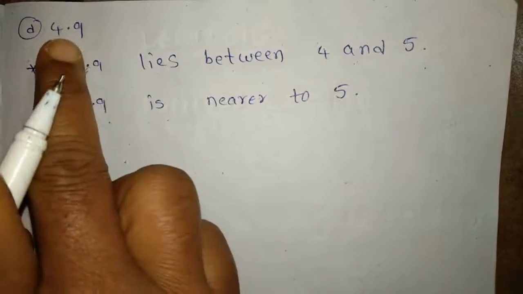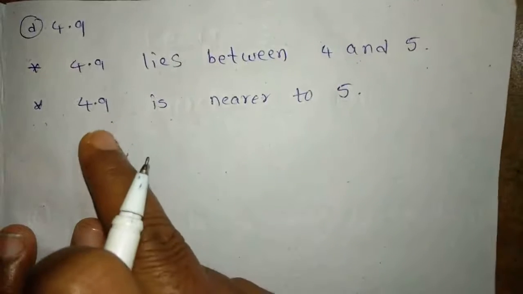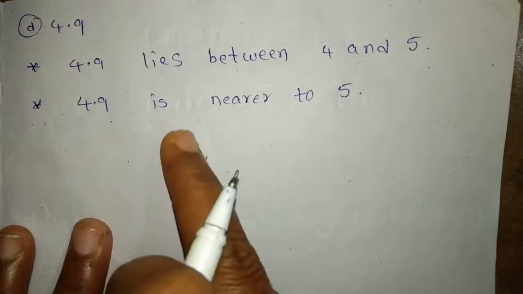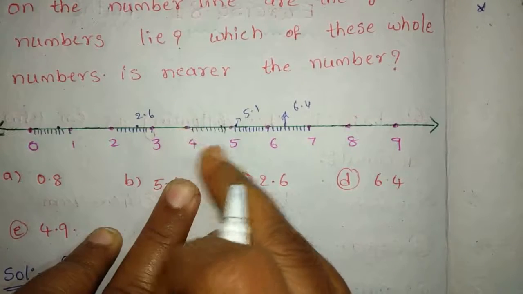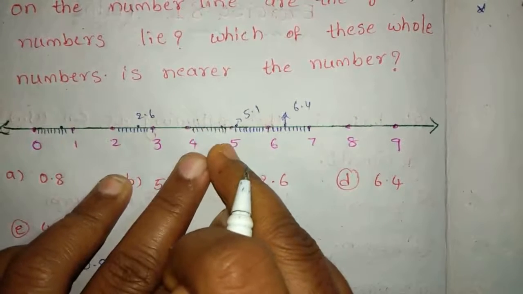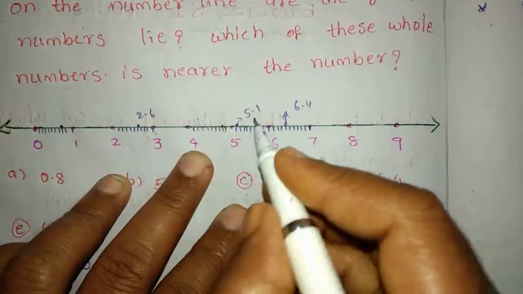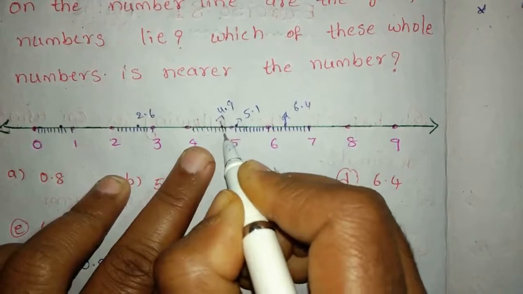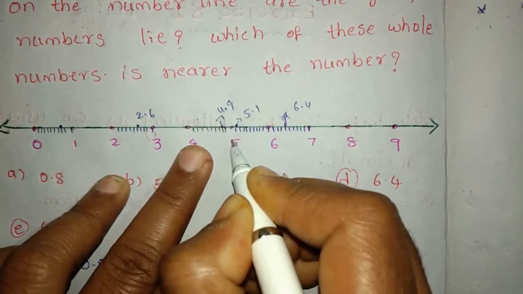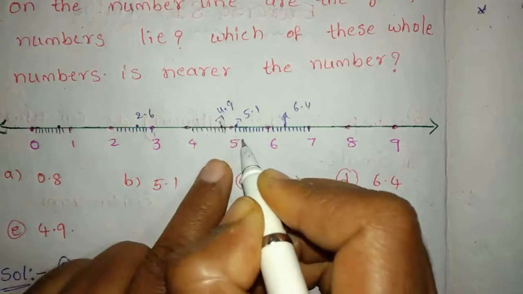Now the next one is 4.9. 4.9 lies between 4 and 5. And 4.9 is nearer to 5 because here from 4 to 5 there are 10 equal parts, and the ninth of these is 0.9. It represents 4.9. This lies between 4 and 5 and is nearer to 5. Okay.